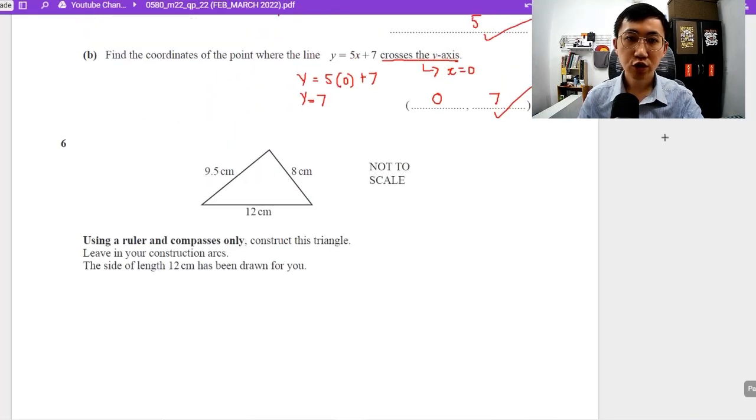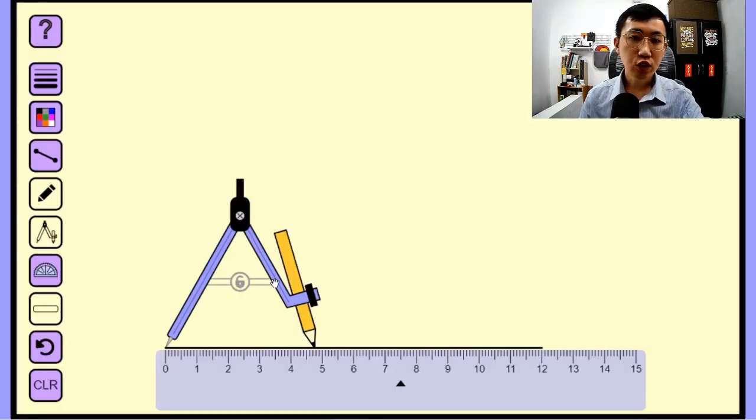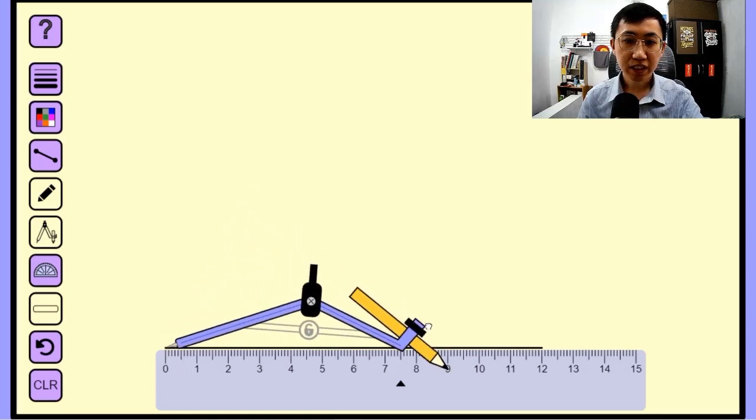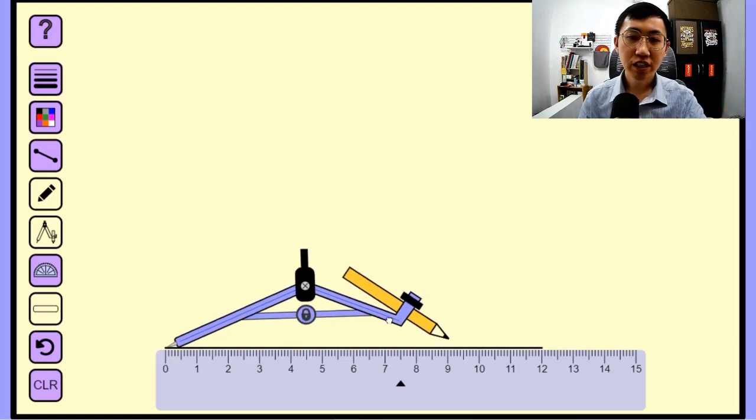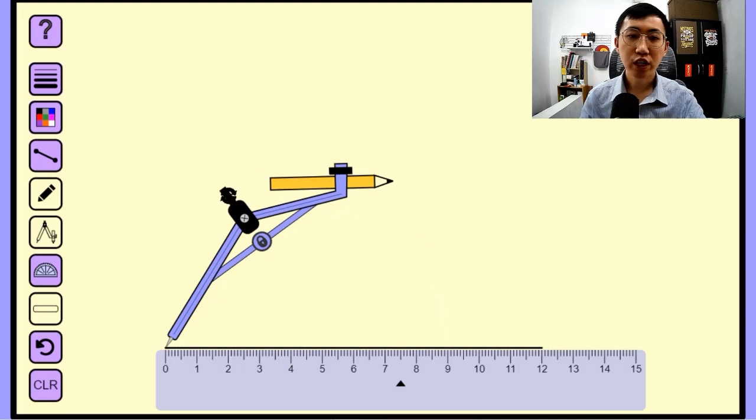All you gotta do is draw your 9.5 centimeter and 8 centimeter arc and length. Alright, so first step, you need to open up your pair of compasses to 9.5 centimeter. I have a problem here is that this app or this website cannot open beyond 9 centimeter. Okay, so imagine it's 9.5. Alright, so you open, ready, happy, and start drawing your arc.